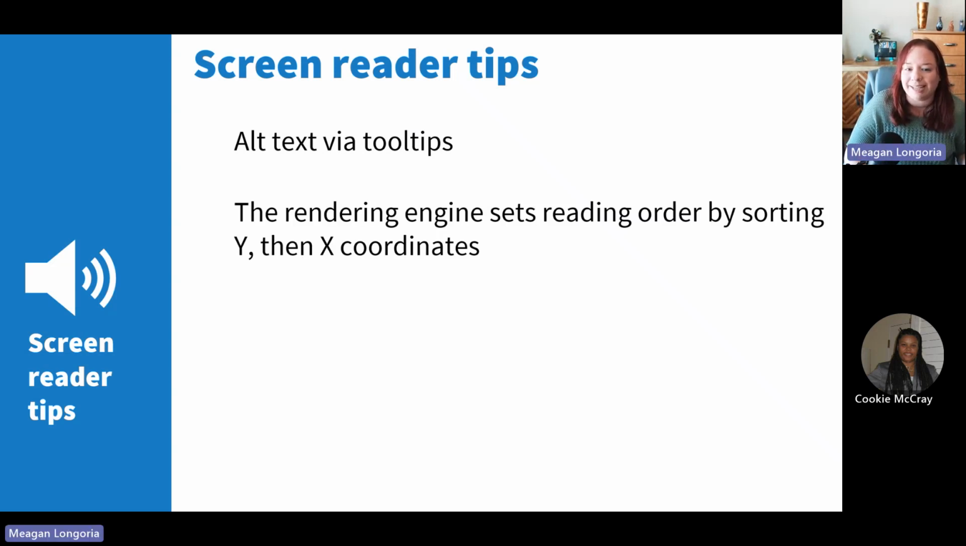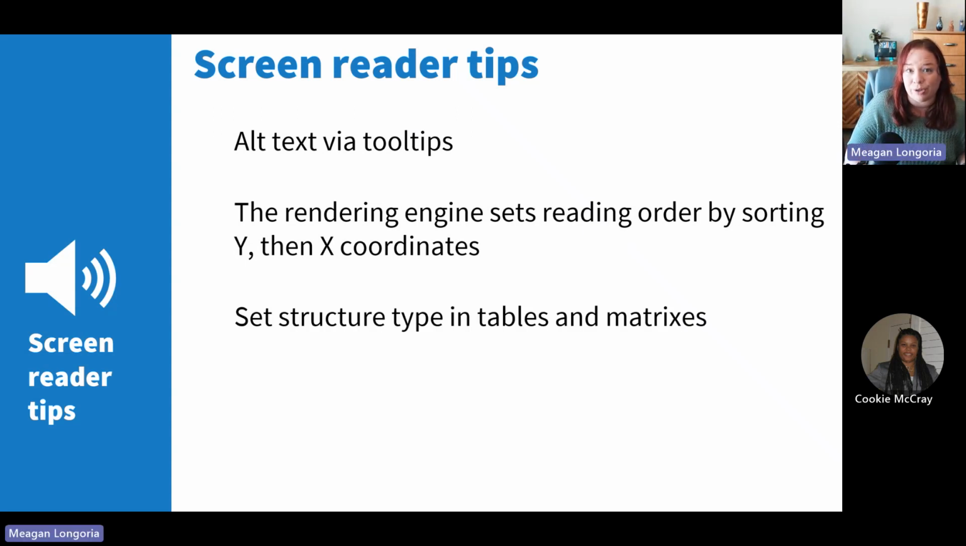The other thing that is interesting with a screen reader is if somebody really can't see the report, the rendering engine sets the reading order of your report by sorting by Y, the vertical axis, and then X, the horizontal axis coordinates. So if something is in the very top left corner, it's going to read that first. If the next thing is in the top right corner, that's second. And then bottom left corner would be third and bottom right corner would be fourth.